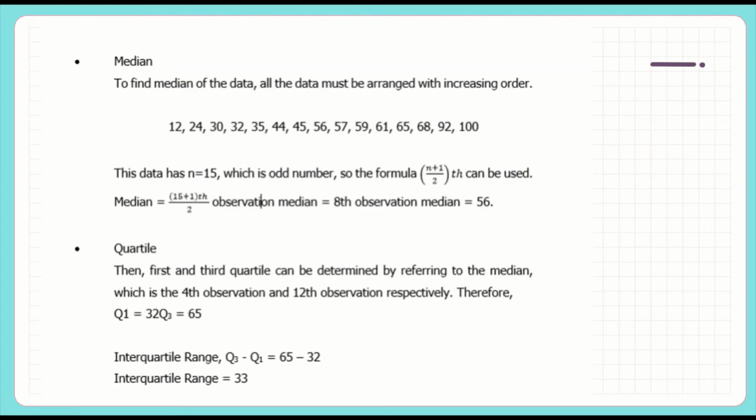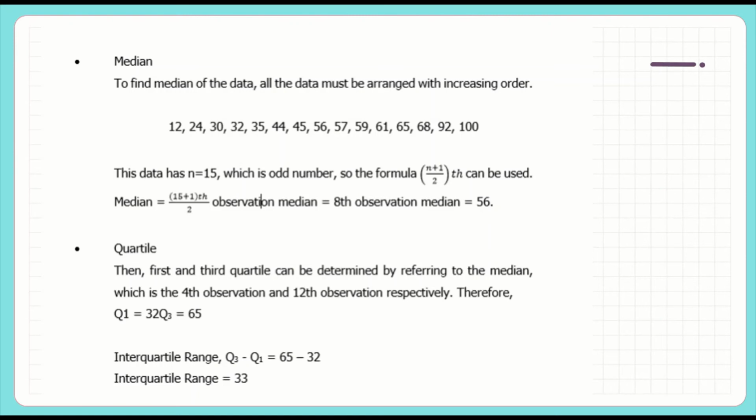Next, we must find the median. To find the median of the data, all the data must be arranged in increasing order, from 12, the smallest, to 100, the biggest. The data has n, the number of data, equal to 15, which is an odd number. So the formula can be used as (n + 1) over 2. So the median is equal to (15 + 1) over 2, which gives the 8th observation. The median is equal to 56.